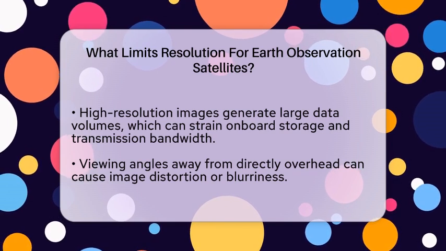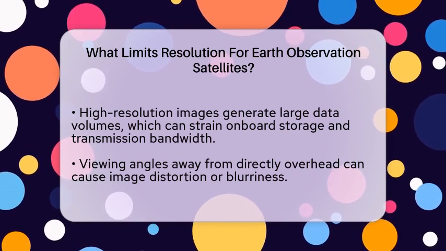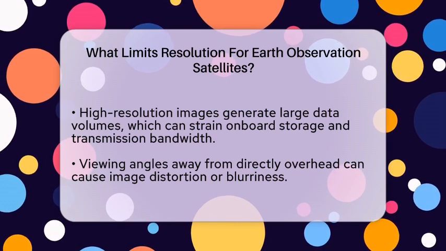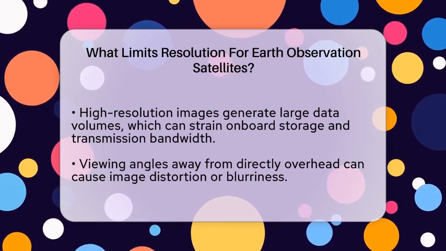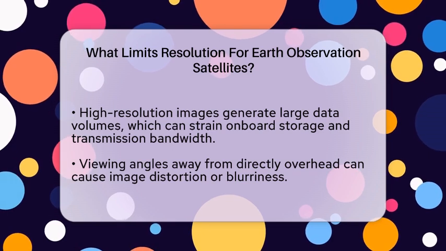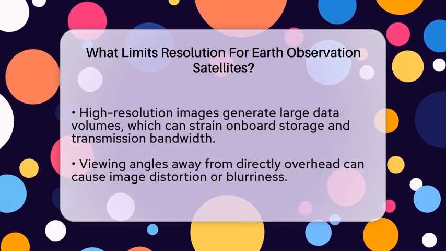Data volume is also a big factor. High-resolution images produce huge amounts of data that the satellite must store and send back to Earth. Limited onboard storage and bandwidth means satellites can't always send the highest resolution images instantly.